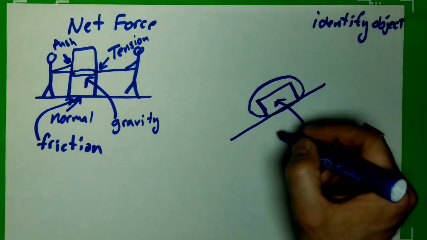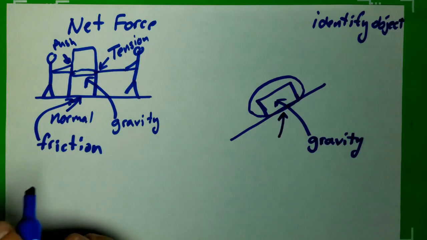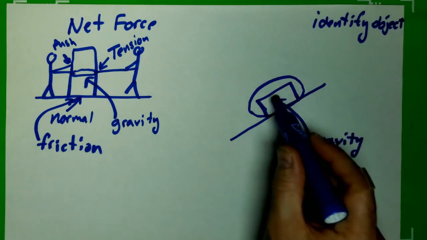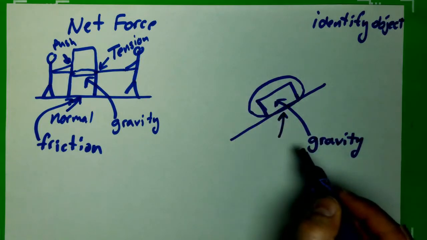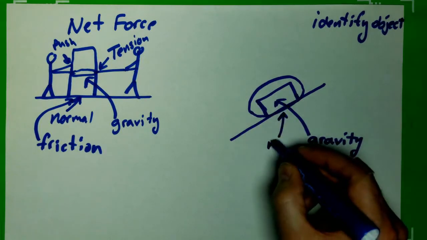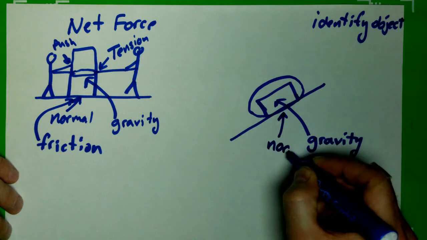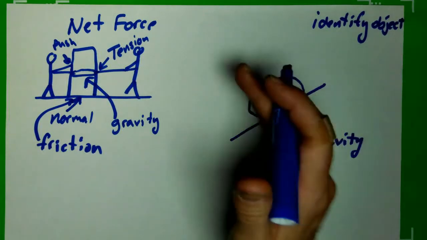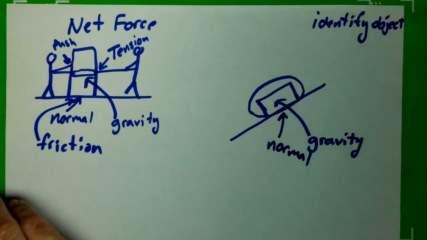Okay. Now, the tabletop is doing 2 things. One, it is keeping the book from falling through the table. That's the normal force. It's pushing outward on the book. Okay, pushing it away from itself, from the interface.